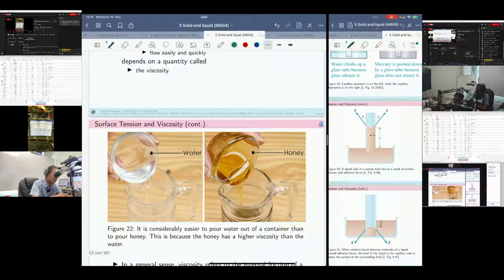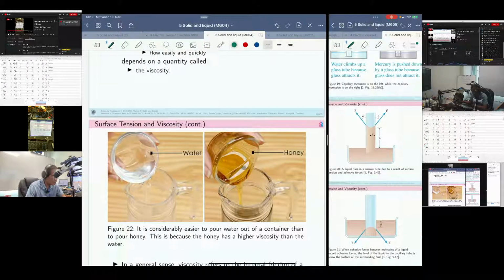The first case is that we take a look at the water and honey. If you try to pour the water from a glass or a cup like this, you would see that it's quite easy to pour the water into the big jar or container like this, right?